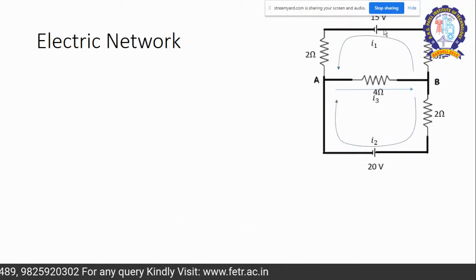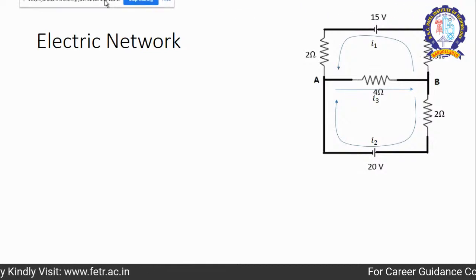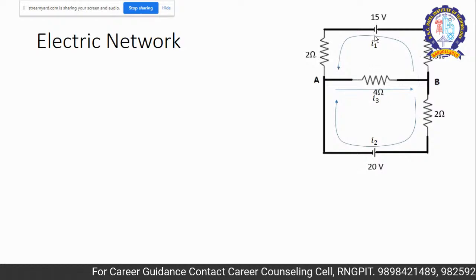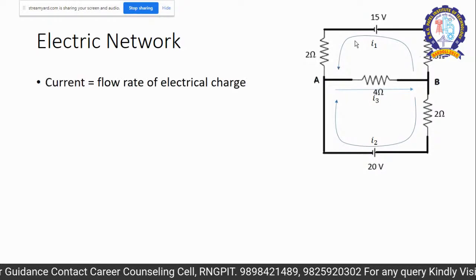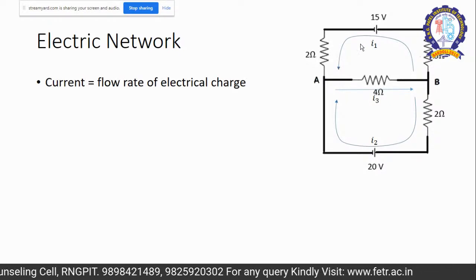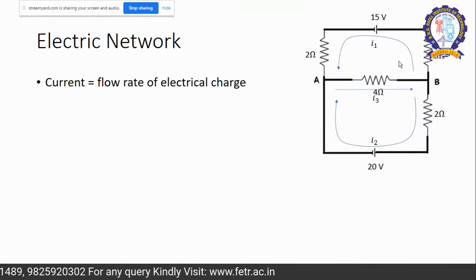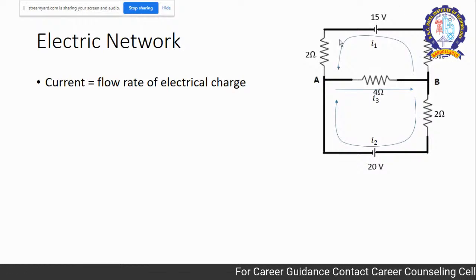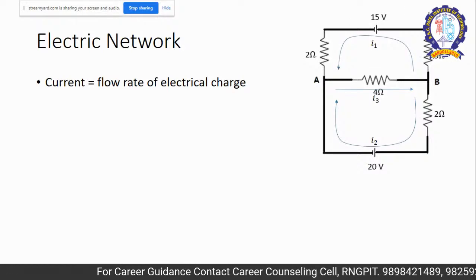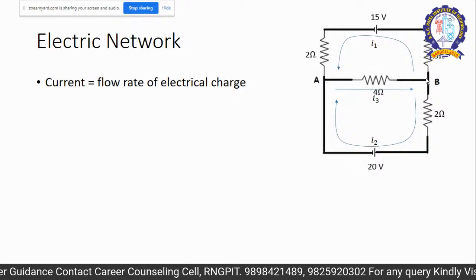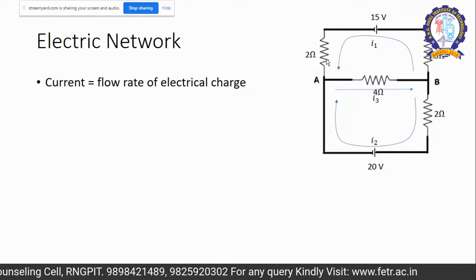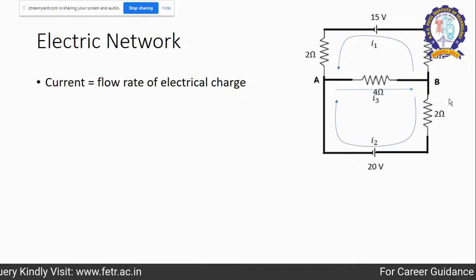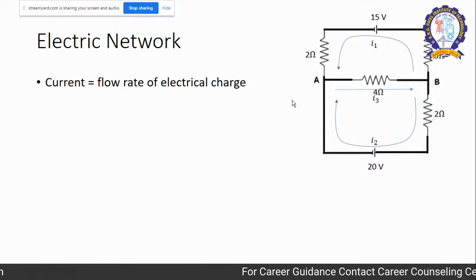Now whenever we go with the network, it has a flow of current. The current is the flow rate of electric charge. The electrons travel from one place to another. Here we have two junctions and three currents. From here it starts to here, that is the I1 current. It travels from A to B, that is I3, and from B to A it is I2.